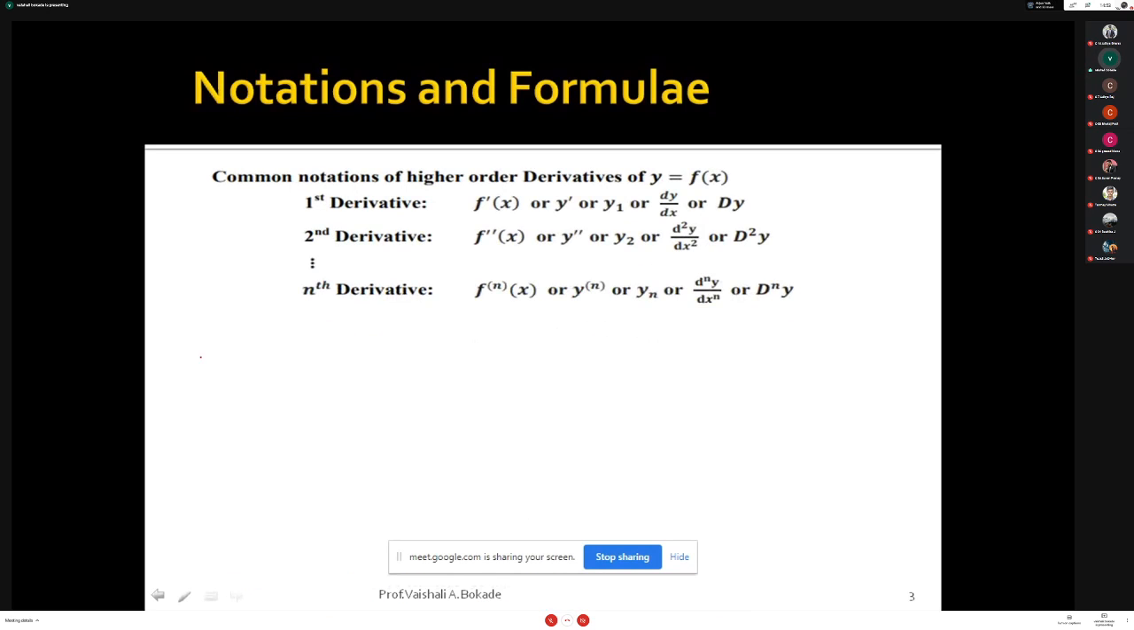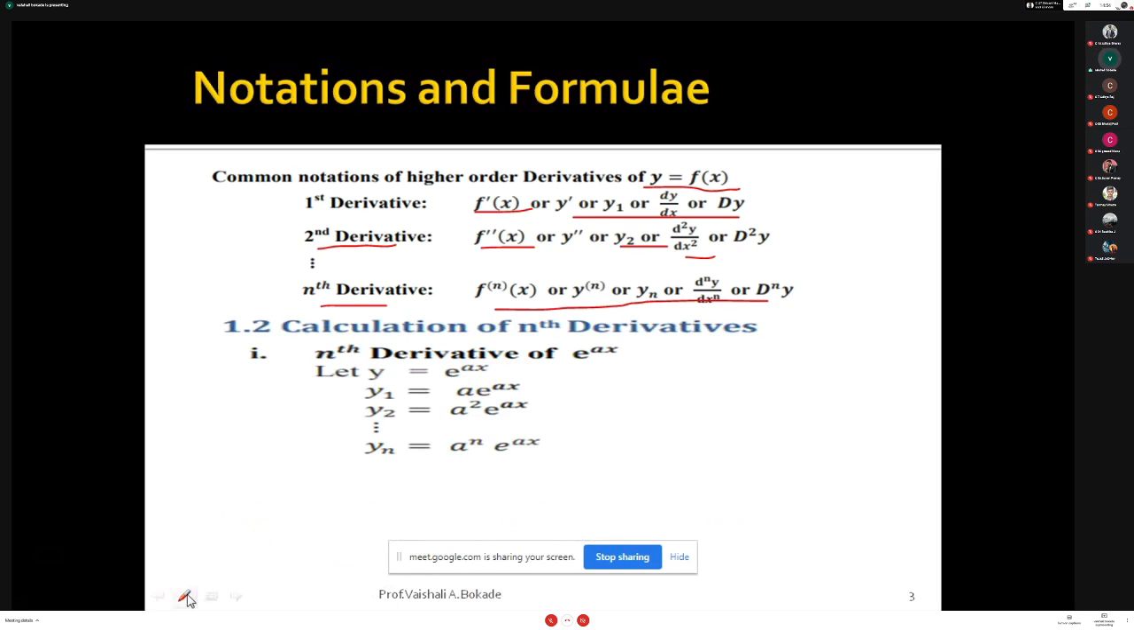Again, I'm denoting a common notation. For the function y is equal to f(x), the first derivative I denote by f dash x, or y1, or dy by dx. Second order derivative, I denote by f double dash x, y2 or d2y by dx square. And the nth derivative I show like that. It is just the notation I want to show you.